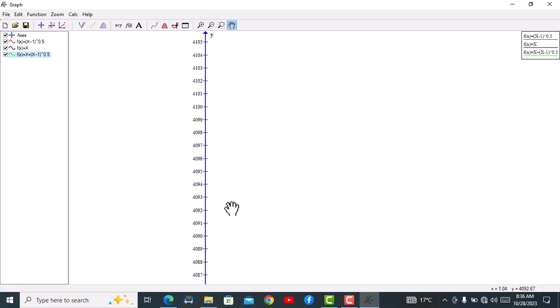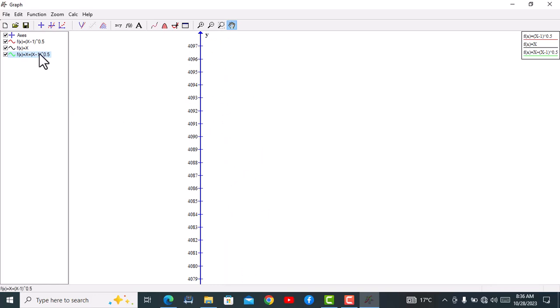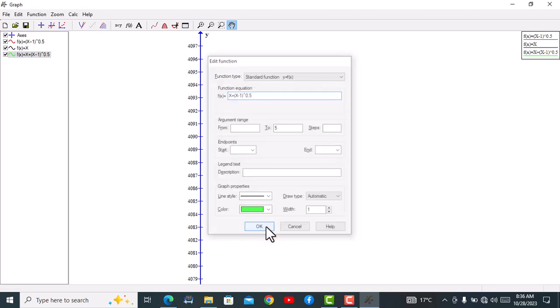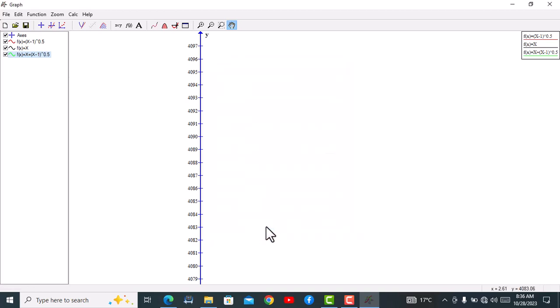We can see that. Please, I don't want to be confused. We can see that, please. The range is from 0 to positive infinity. Please, let's just leave it.